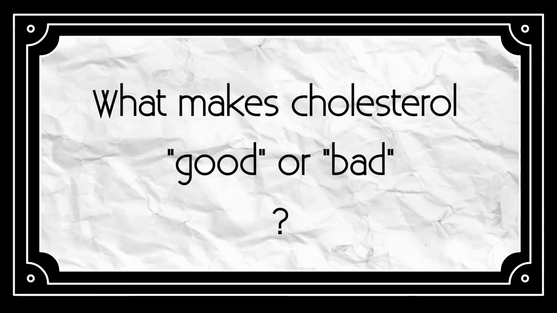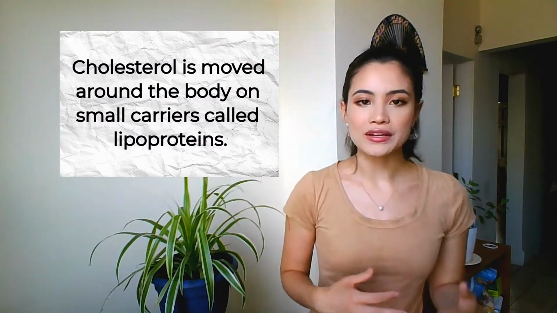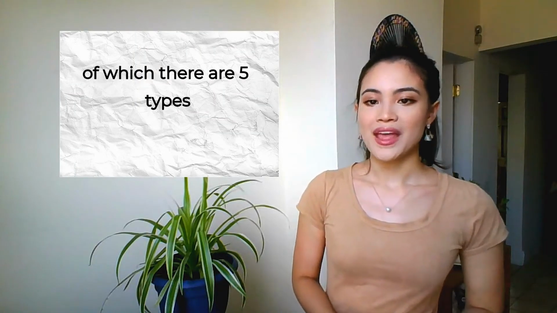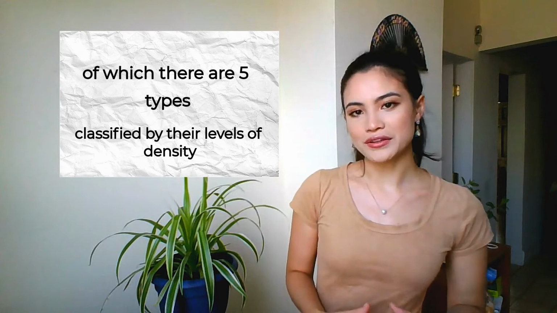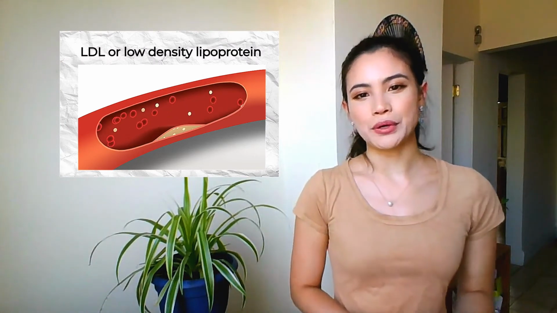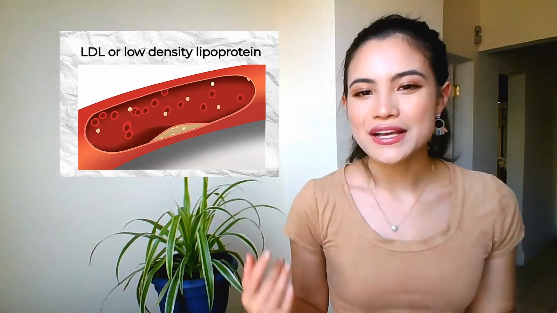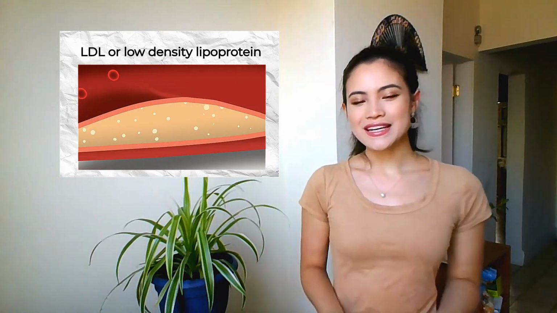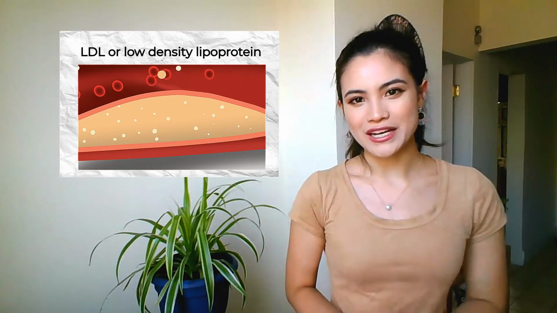What makes cholesterol good or bad? Well, different cholesterols act differently. Cholesterol is moved around the body on small carriers called lipoproteins, of which there are 5 types. And these lipoproteins are classified by their levels of density. Today we'll talk about 2. First, LDL, or low-density lipoprotein, delivers cholesterol to the cells that need it. And we do need it for making hormones, vitamin D, and making bile, which is necessary for digestion.